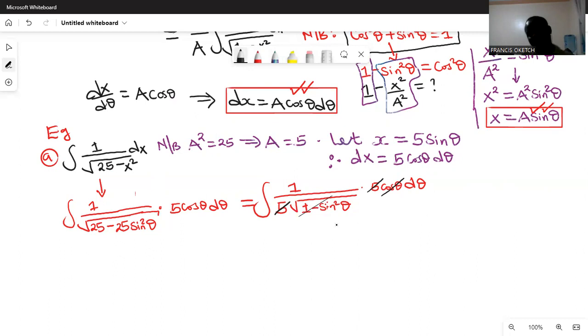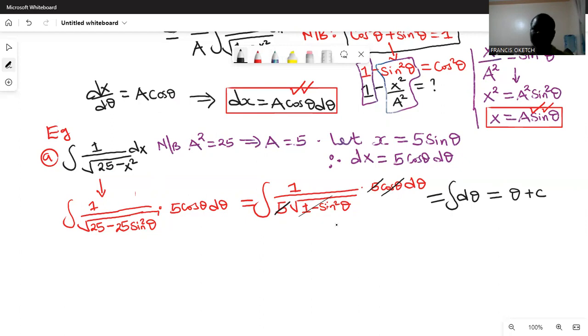So what do we remain with after simplifying? It is now the integral of 1 d theta, which is simply d theta. When you integrate that, you get theta plus c. C is a constant of integration.